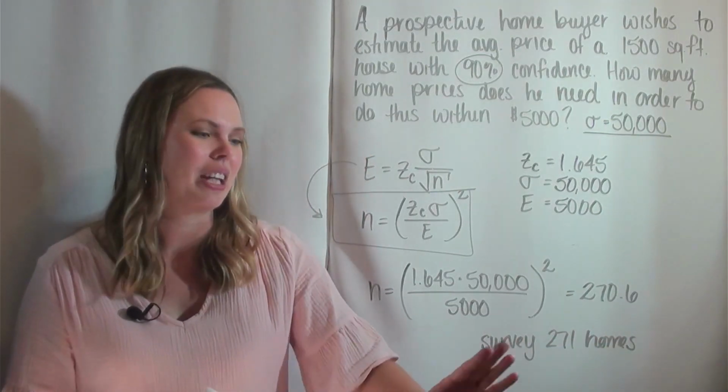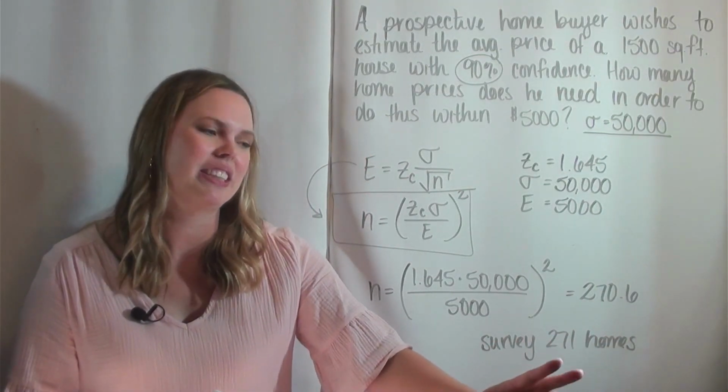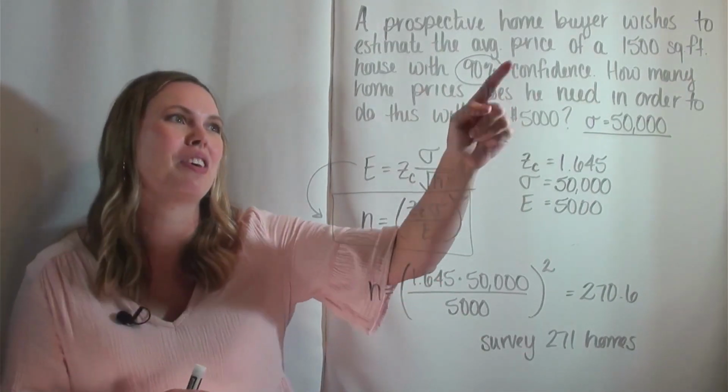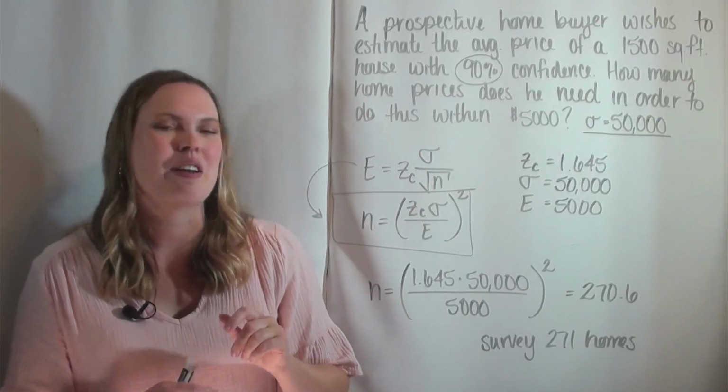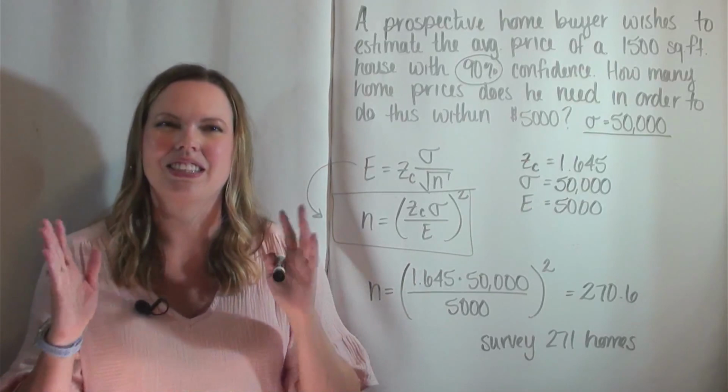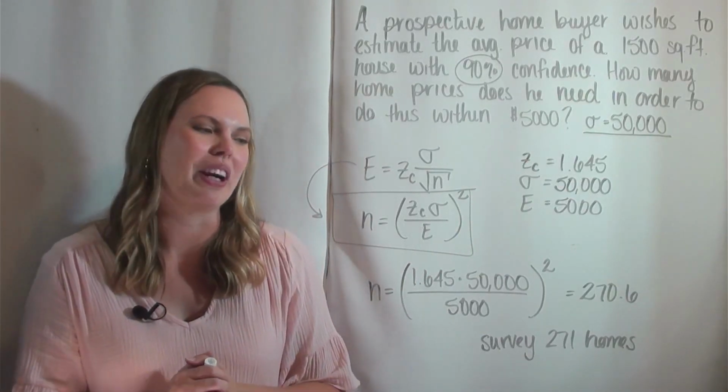All right, so we need to survey 271 homes in order to then come back with a confidence interval that's 90%, that's no larger than this 5,000 for the margin of error. Again, that's on either side of the x bar, okay?